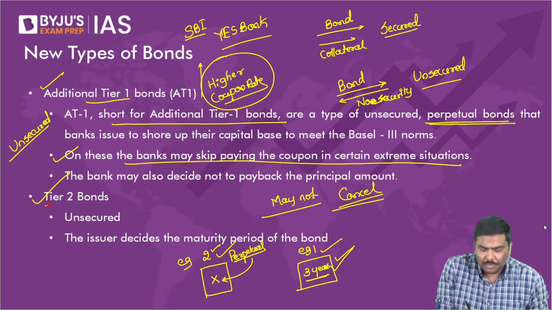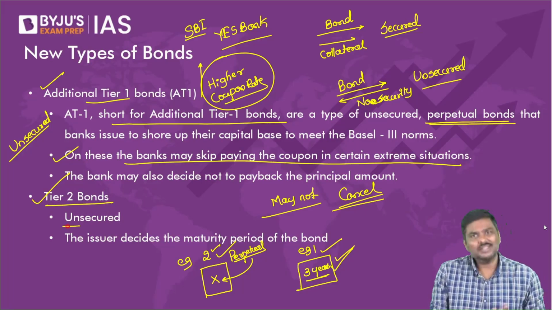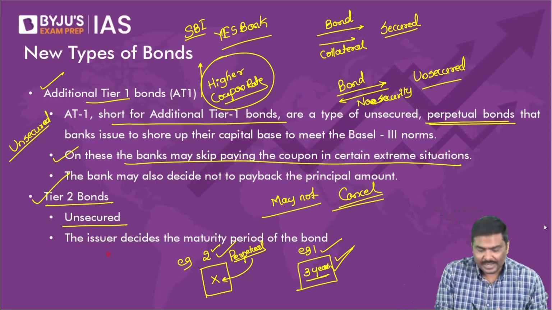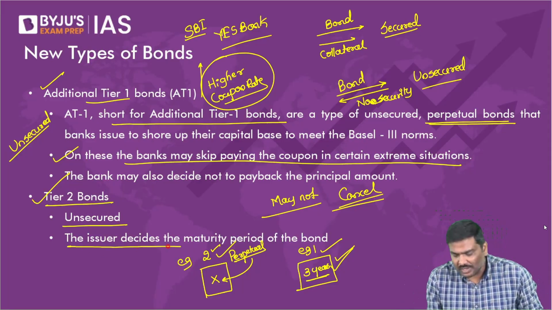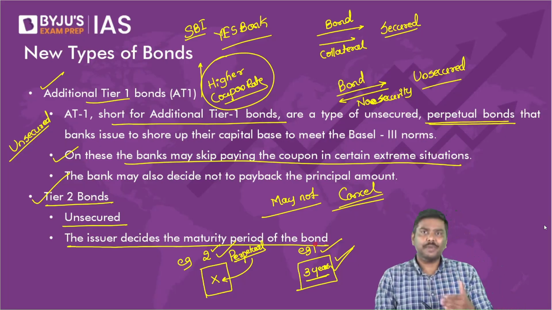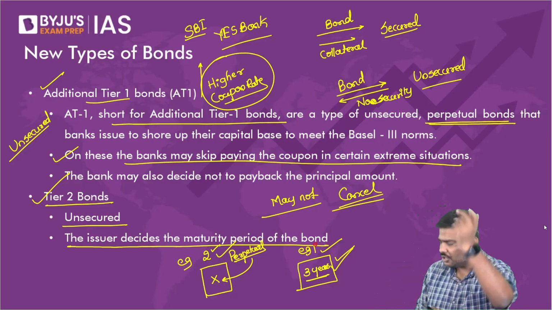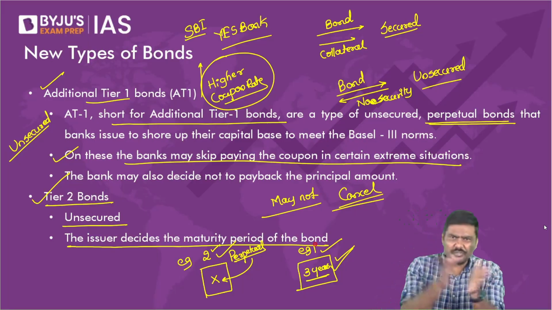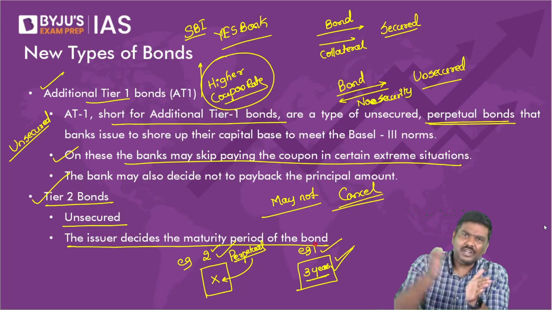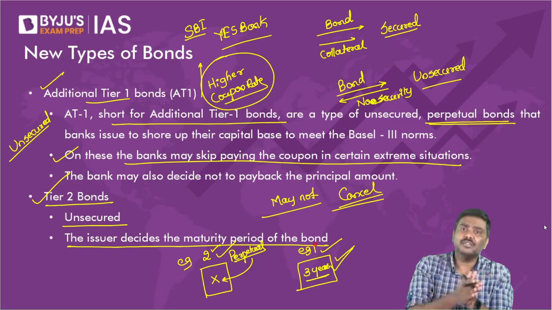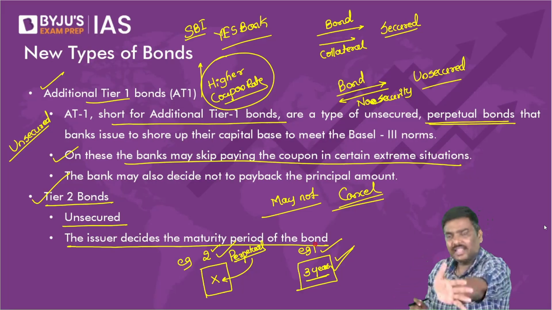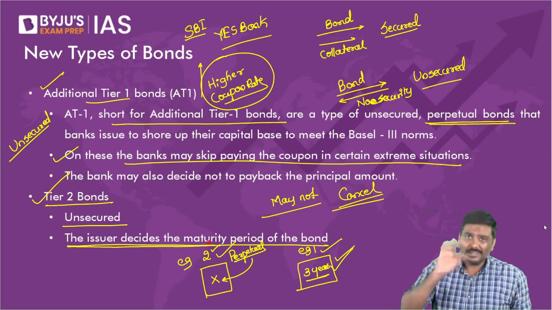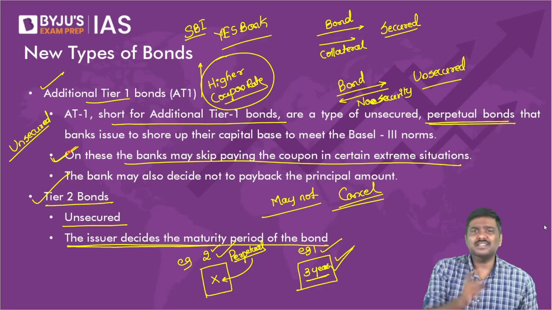Now come to tier 2 bonds. Tier 2 bonds are also unsecured. The issuer will decide the maturity period before they issue the bond to you. They will decide and they will sell it to you. This is basically a tier 2 bond. And third, this feature will remain the same.